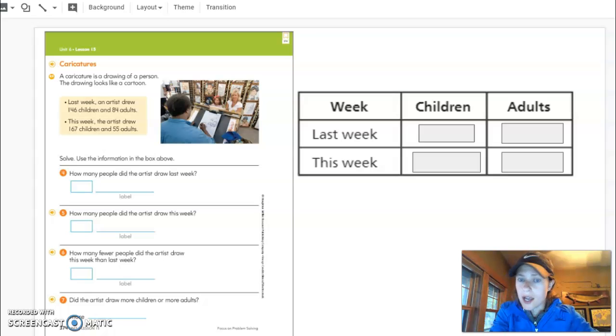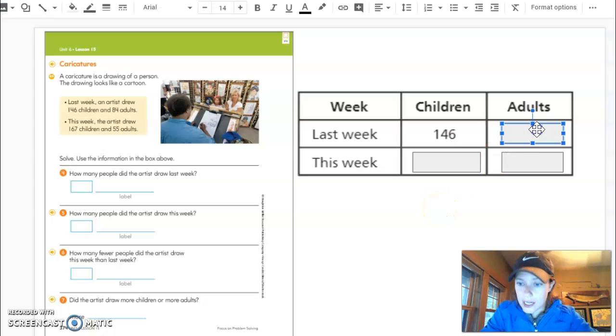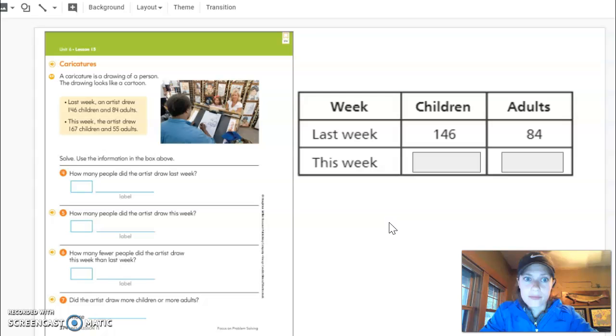Okay, so I organized it by week. So last week, an artist drew 146 children and 84 adults. This week, the artist drew 167 children. This is a lot of drawings. And 55 adults. Now I feel better that I have the information organized in a table and I can visually see all of my data that was collected. So now I can go about and solve the problem.